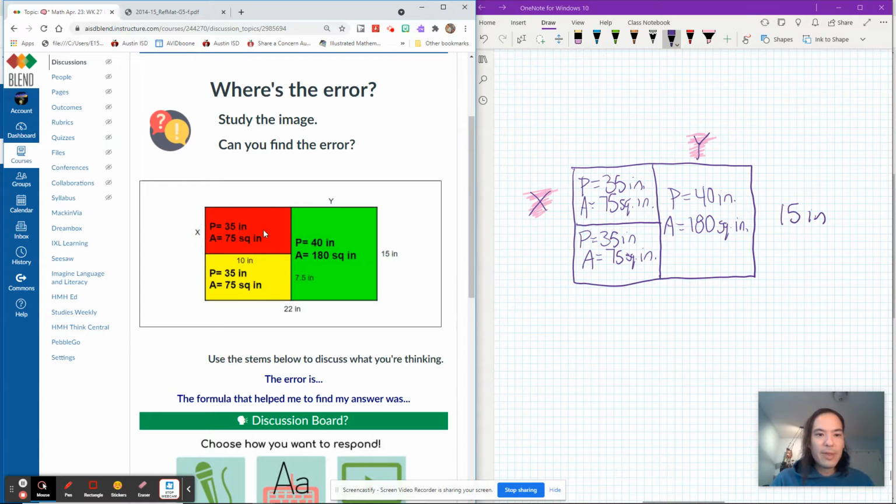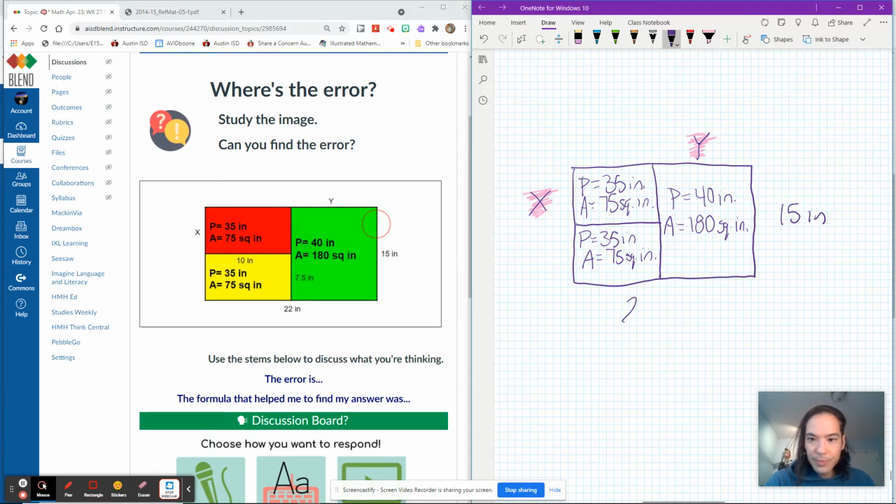So the area of this rectangle is red, the area of this one is yellow, the area of this one is green. Looks like I forgot a little bit of information. Looks like altogether this whole side is 22 inches. And this 10 inches, I don't want to squeeze it on the inside, so I'm just going to put it over here on the outside. From there to there is 10 inches.